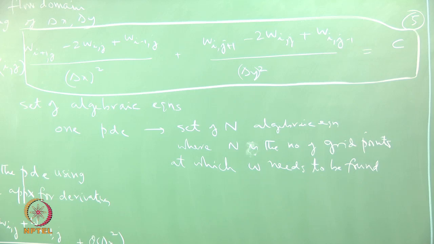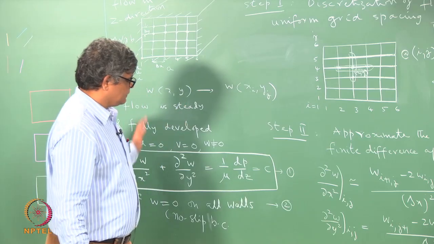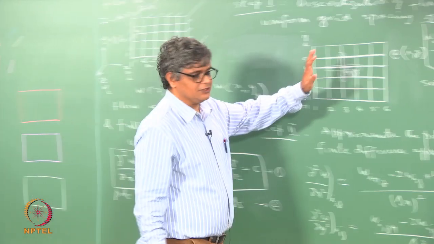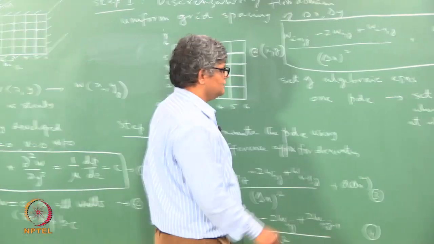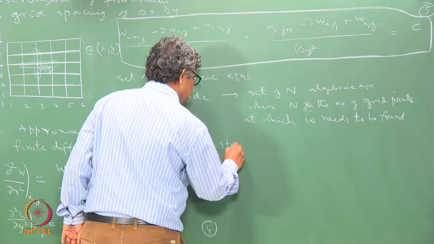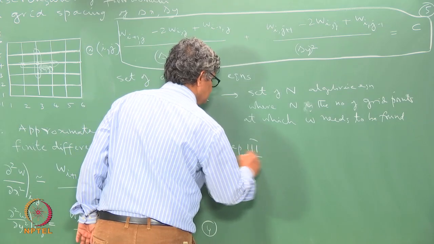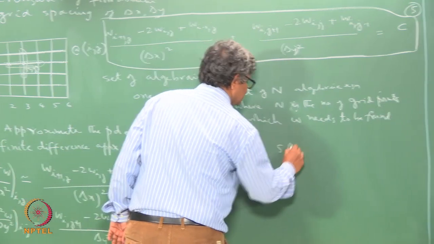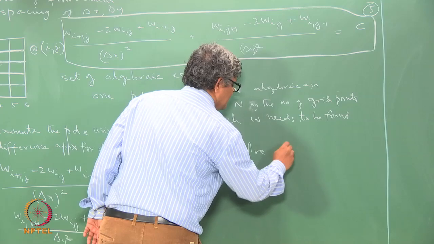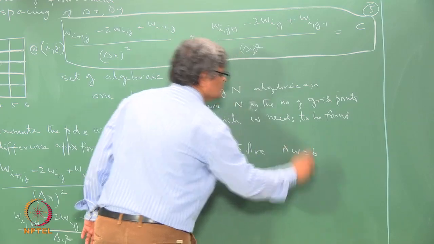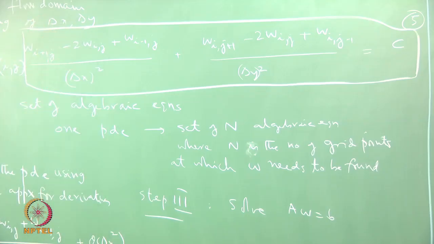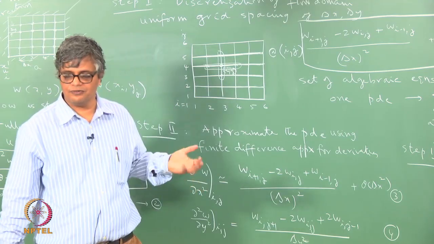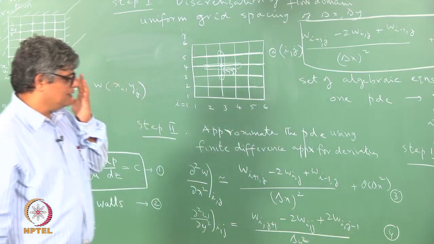Okay. So the second step involves conversion of the partial differential equation into a set of n algebraic equations, and the third step is just to solve AW equal to B, that is, solve the set of algebraic equations, which we are relatively familiar with.